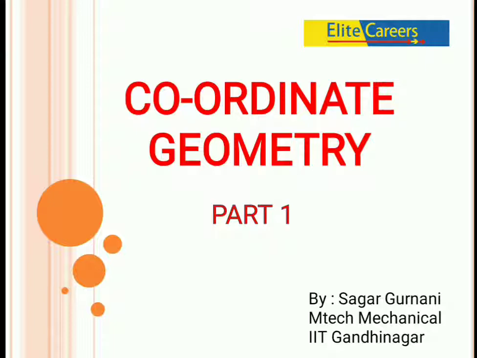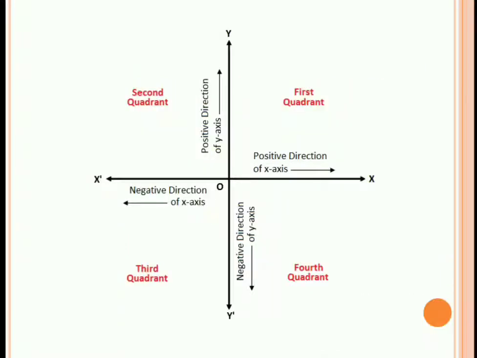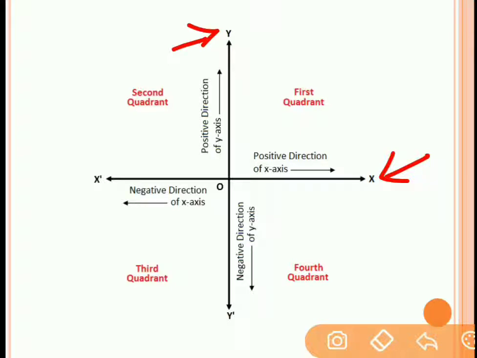This video lecture is on coordinate geometry part 1. To understand the term coordinate geometry, look at the figure over here. This is a Cartesian coordinate system of two axes, x-axis and y-axis. In the Cartesian coordinate system, the x-axis and y-axis divide the Cartesian plane into four quadrants: first quadrant, second quadrant, third quadrant and fourth quadrant.